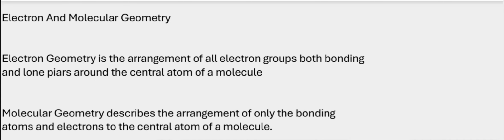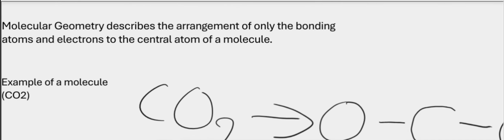Today we will be diving into electron and molecular geometry. Electron geometry is the arrangement of all electron groups, both bonding and lone pairs, around a central atom of a molecule. Molecular geometry, on the other hand, only describes the arrangement of the bonding electrons to the central atom of the molecule. An example of a type of molecule would be CO2.